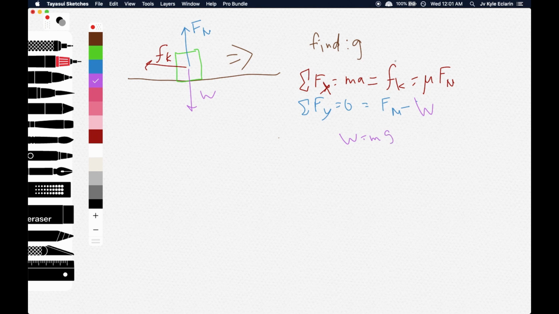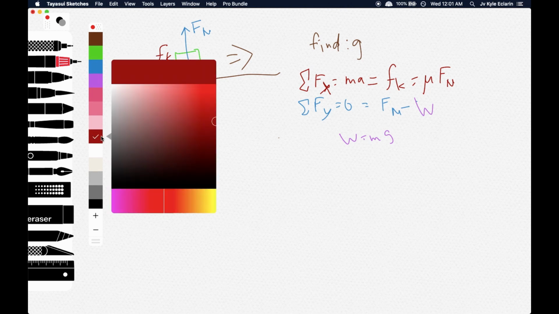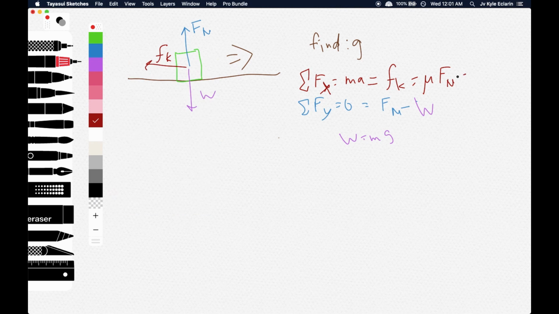So if we're trying to solve for this, let's just keep subbing things in. We would say this is equal to mu mg. The other thing that we have to remember from kinematics is that v final squared is equal to v initial squared plus 2 times the acceleration times the change in x.